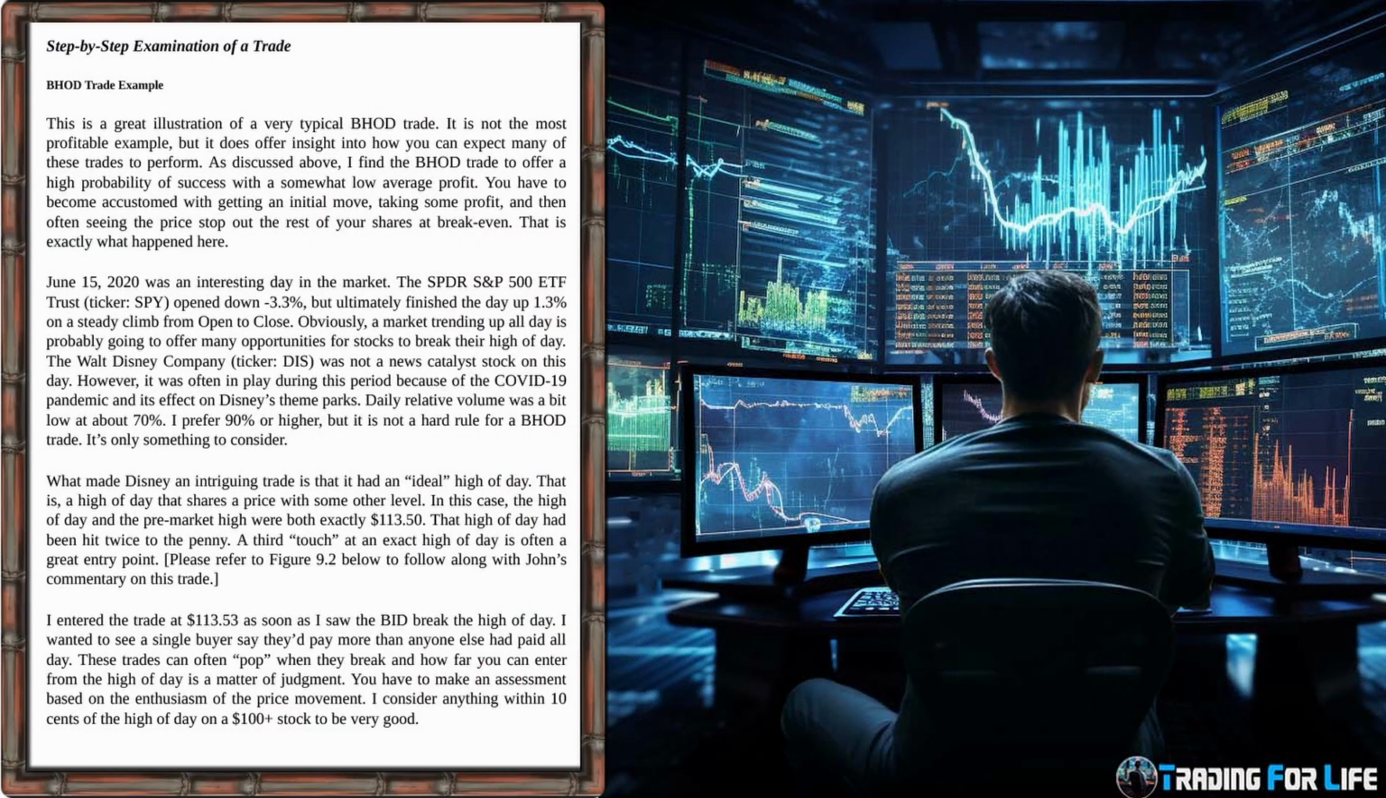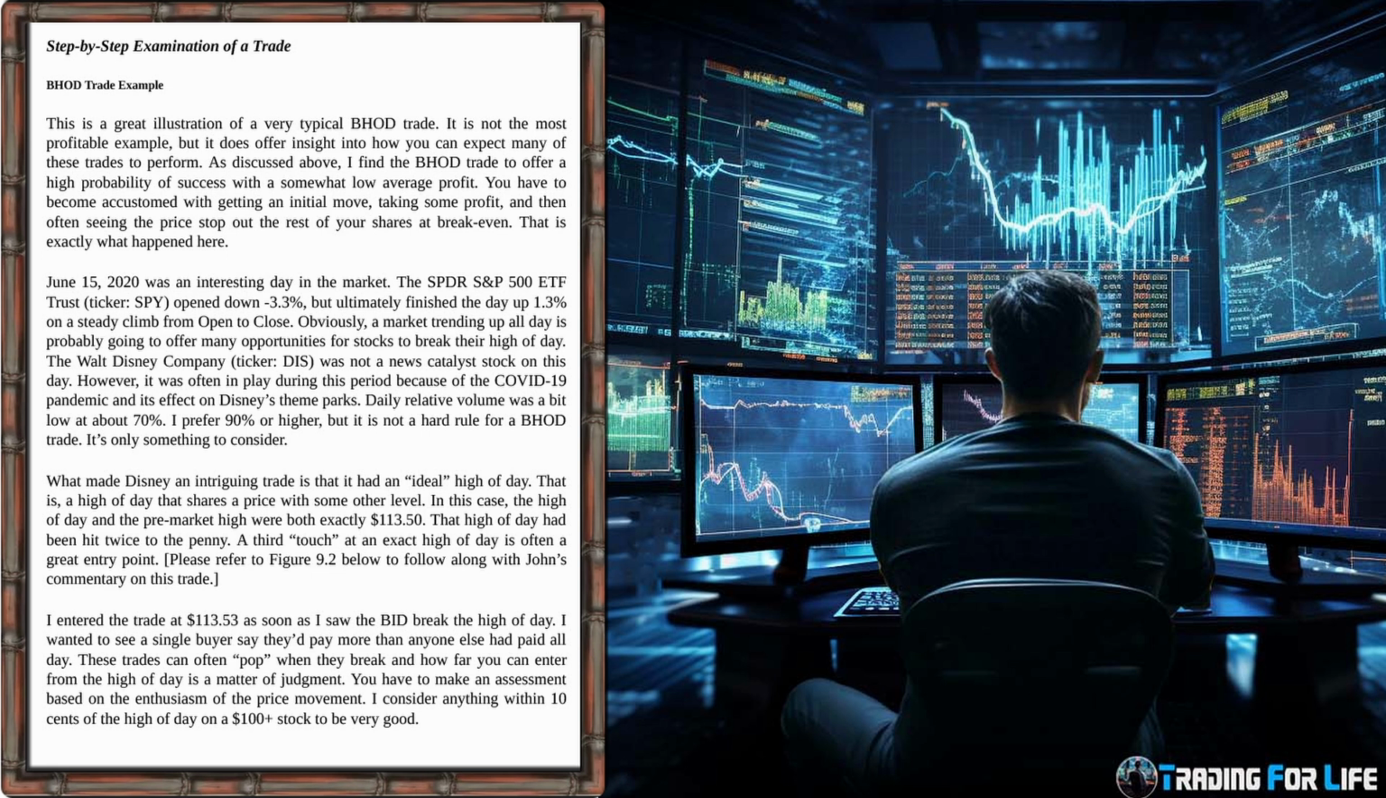Step-by-step examination of a trade. BHOD trade example. This is a great illustration of a very typical BHOD trade. It is not the most profitable example, but it does offer insight into how you can expect many of these trades to perform. As discussed above, I find the BHOD trade to offer a high probability of success, with a somewhat low average profit. You have to become accustomed to getting an initial move, taking some profit, and then often seeing the price stop out the rest of your shares at break-even. That is exactly what happened here.